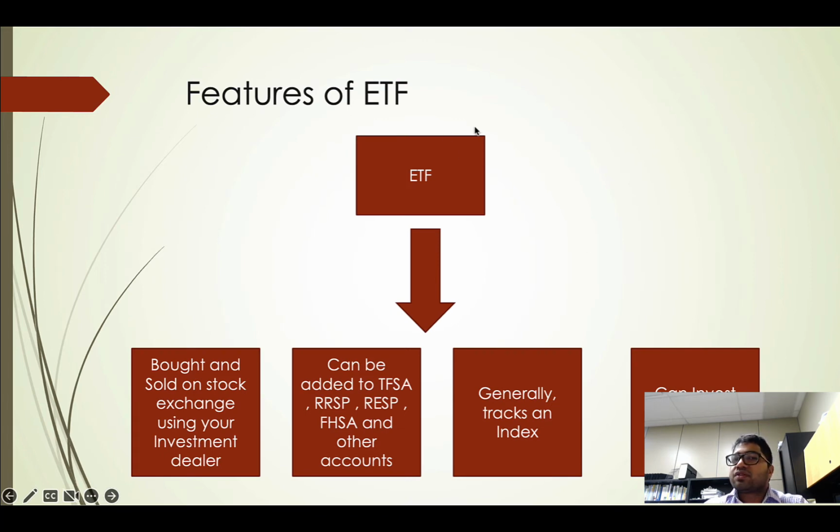So what are the features of an ETF? The features of an ETF are that they are bought and sold on a stock exchange using your investment dealer. So with your investment dealers like RBC Invest or Wealthsimple, you can go into those accounts and buy and sell ETFs. A big feature of ETFs is that since they are traded on the stock exchange like stocks, they can be added into your tax-free savings account, RRSPs, RESPs, first home savings account, and other registered or non-registered accounts.